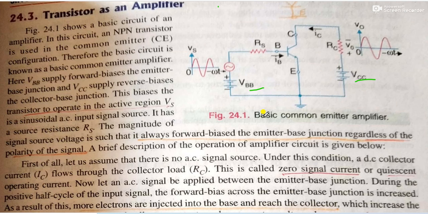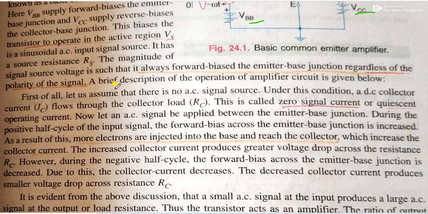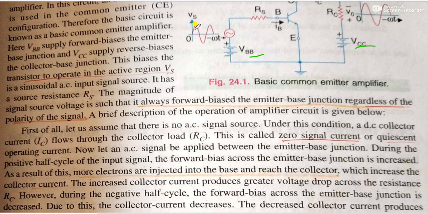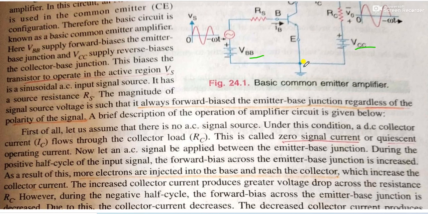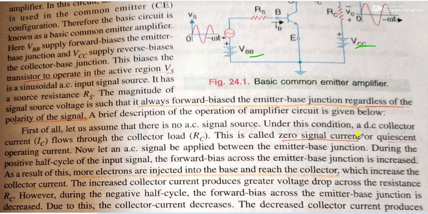Okay, let's take an operational view. First of all, let us assume that there is no AC signal. Say the input is a sine wave, and zero input signal is applied. This is called the zero signal current or quiescent current, which flows through the load. When there is no signal, a DC collector current flows through RC, the collector resistance, called the zero signal current. If there is no input, there is no output.